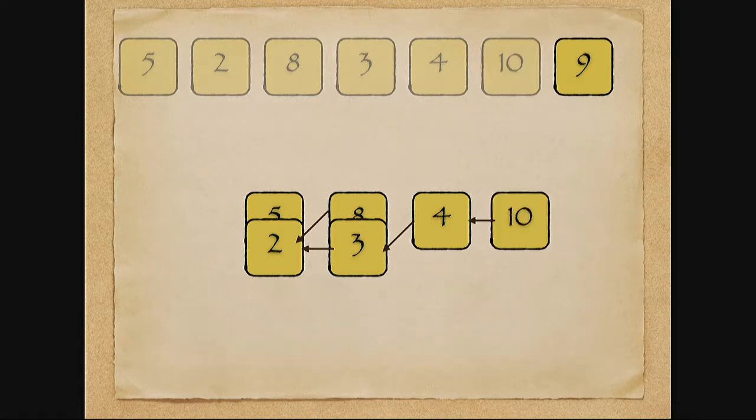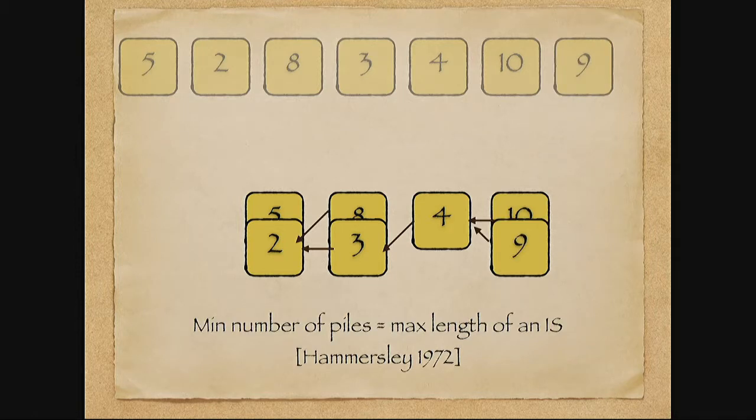And then you do 10, and you put a pointer to the top card of the previous pile. And then 9, and you put a pointer. Now, look how many piles you have formed. 4. And 4 is the length of the longest increasing subsequence. Not only that, but you can reconstruct which one is the increasing subsequence by following these arrows. For example, 2, 3, 4, 9.